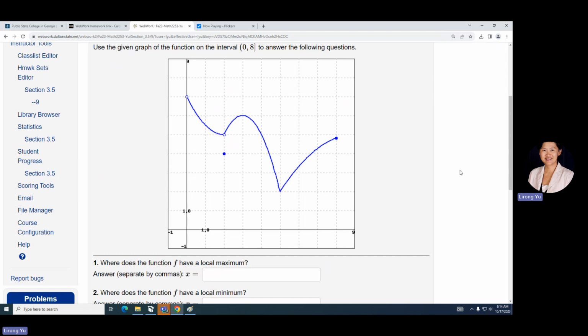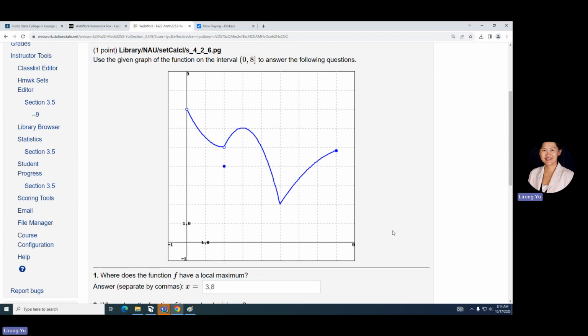So I think those are the only two I can find. This one, because it's empty, we are not able to write or achieve that value. So I think there's only two local maximum. They are for the x values of 3 and 8. So answer 3, 8.